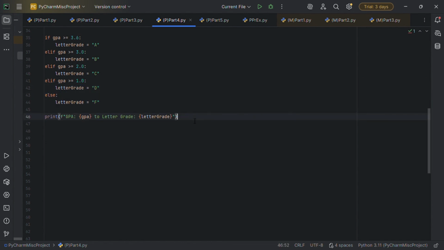And it prints the GPA and its corresponding letter grade in a readable format.